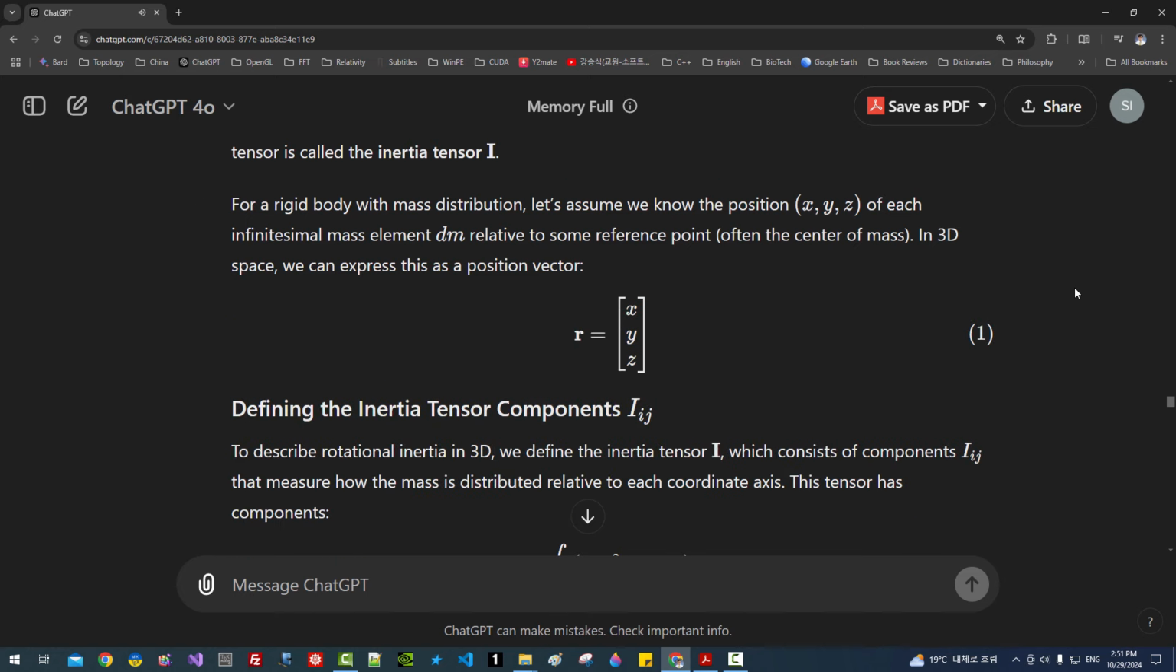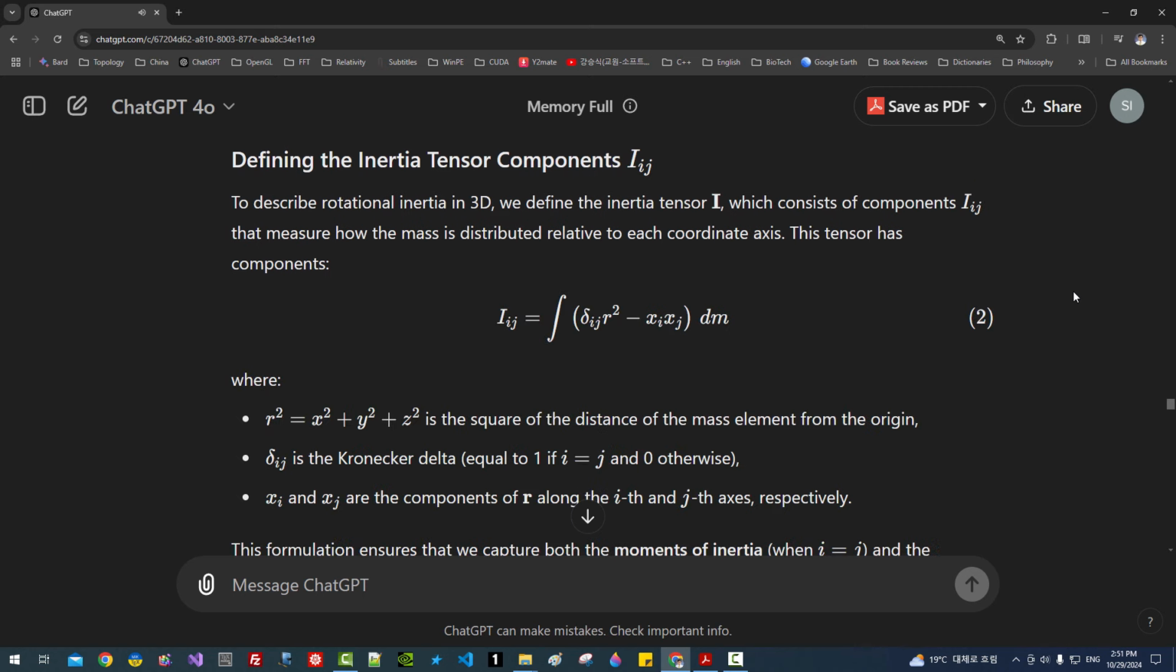For a rigid body with mass distribution, let's assume we know the position x, y, z of each infinitesimal mass element, dm, relative to some reference point, often the center of mass. In 3D space, we can express this as a position vector, r equals the column matrix x, y, z.